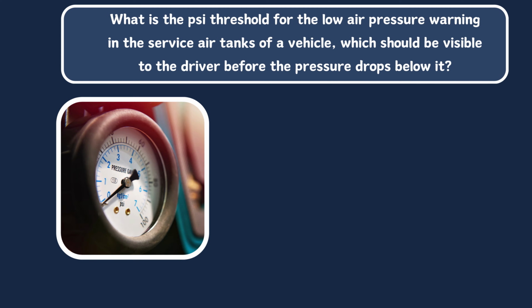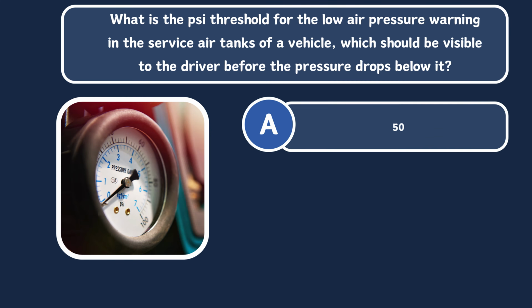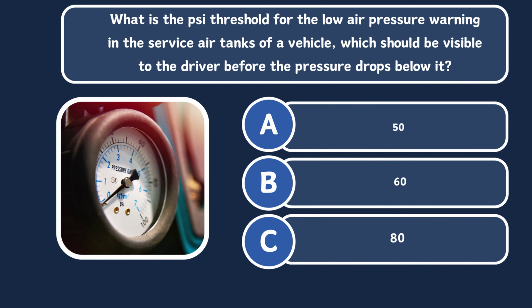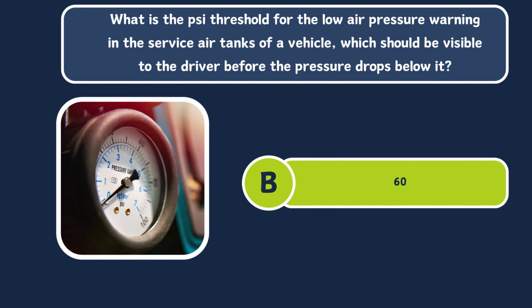Question 5. What is the PSI threshold for the low air pressure warning in the service air tanks of a vehicle, which should be visible to the driver before the pressure drops below it? A. 50. B. 60. C. 80. Correct answer is B. 60.